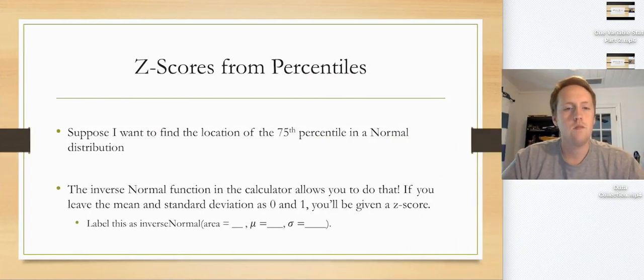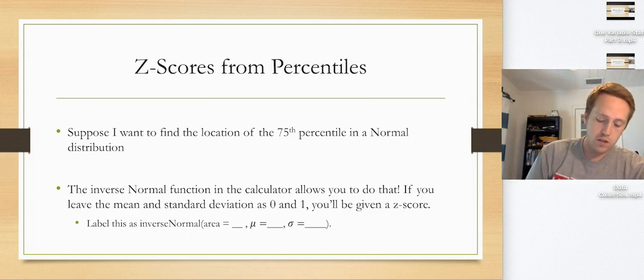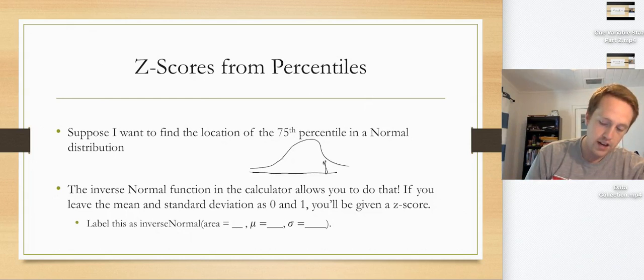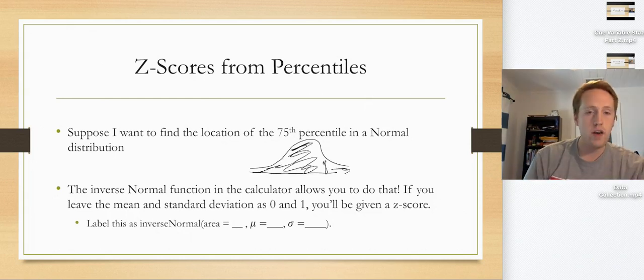Z-scores from percentile. Suppose I want to find the location of the 75th percentile in a normal distribution. You're going to use the inverse normal feature in your calculator. Remember, the inverse normal feature only finds percentiles, so it will only find the area this way. If for some reason you need the area that way, you just find this and do 1 minus it.